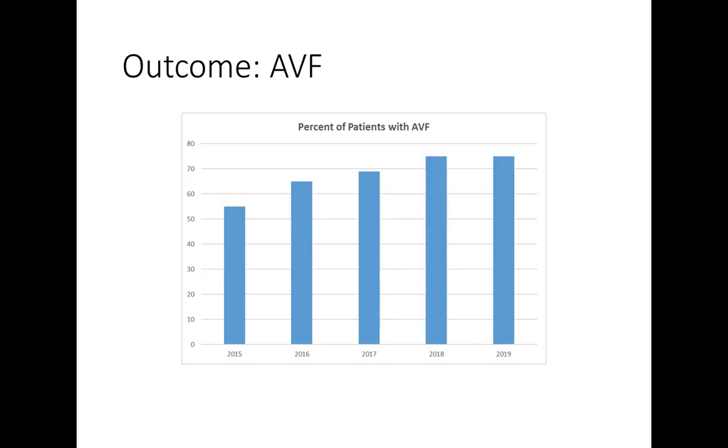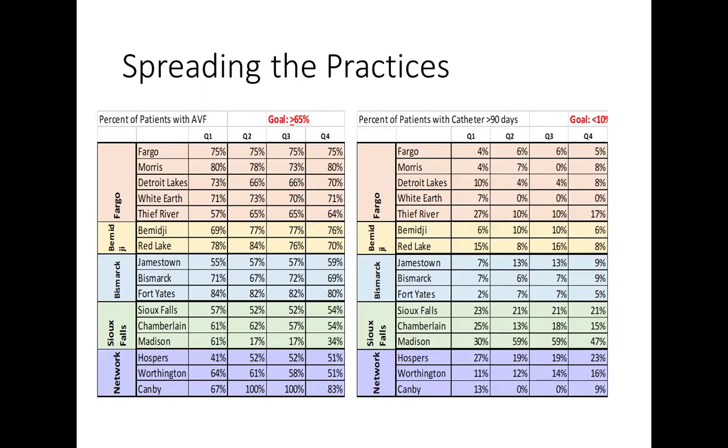As well, our fistula rates have gone up over the years. As you can see, we started there at less than 55% in 2015, and we've been able to sustain a growth of fistula rates up over the 70th percentile for the last couple years. Next slide, please.